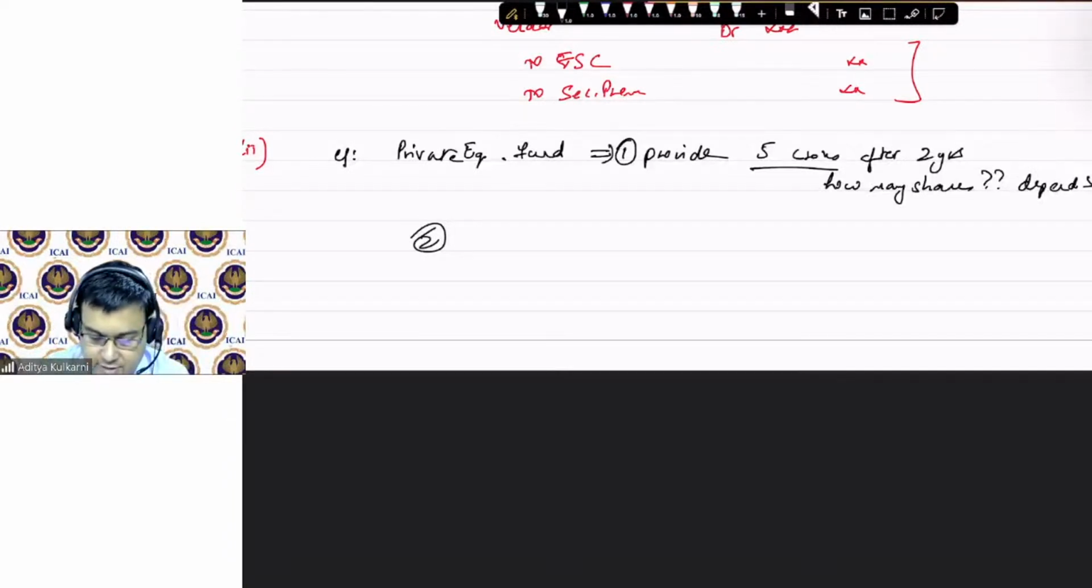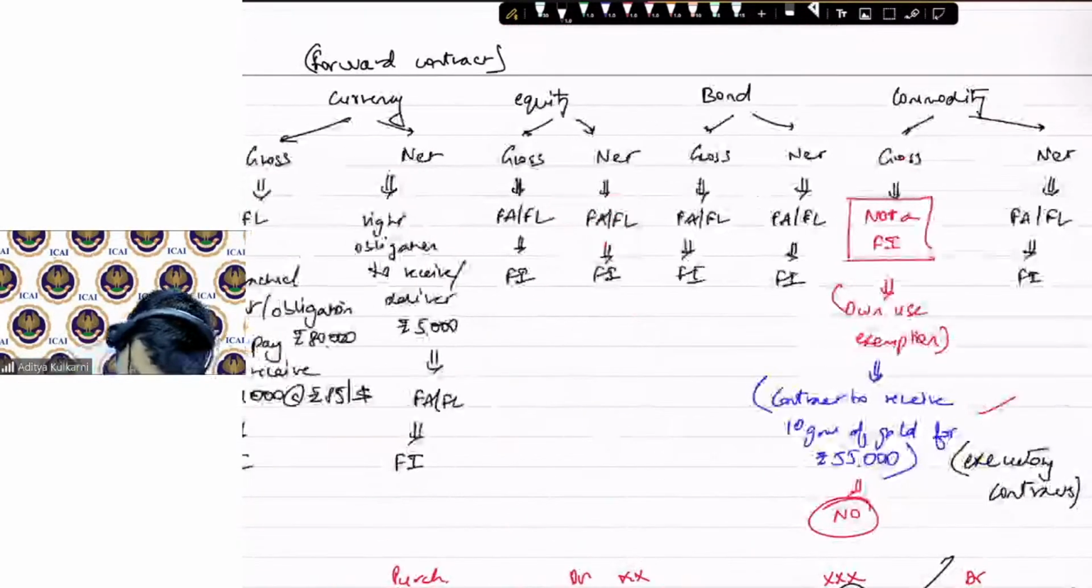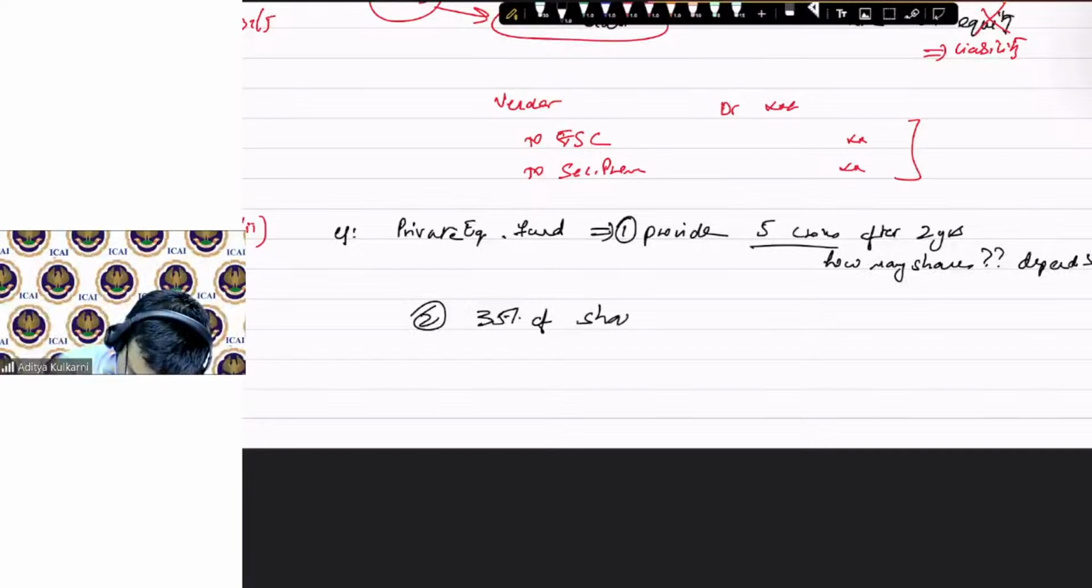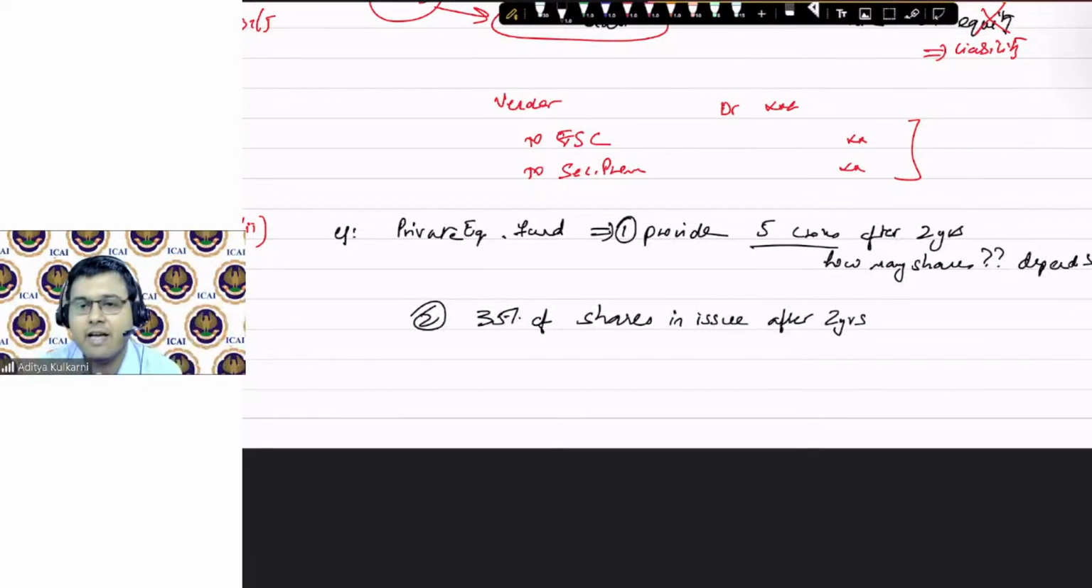Next case. I am not committing to any price, but I am going to need 35% of share capital, of shares in issue, after 2 years. I need 35% stakeholding in your company. बोल सकते हो 30, 35, 40, 45, whatever it is. Okay. So 35% of shares in issue after 2 years. So this is the demand that is made by the private equity fund.